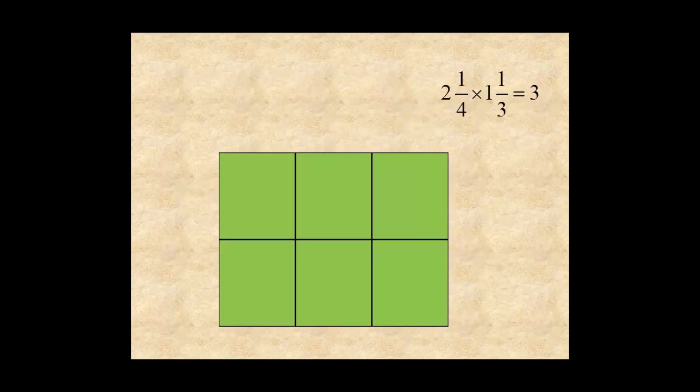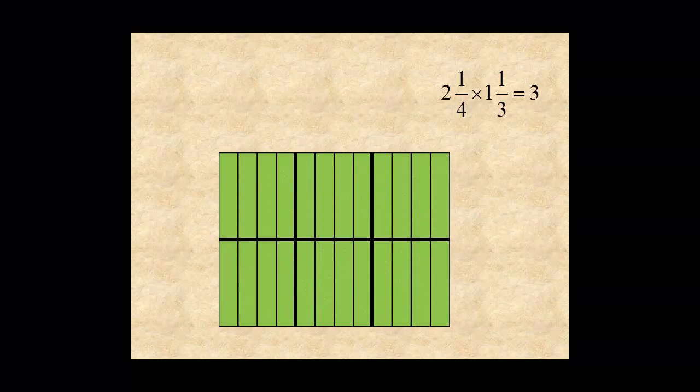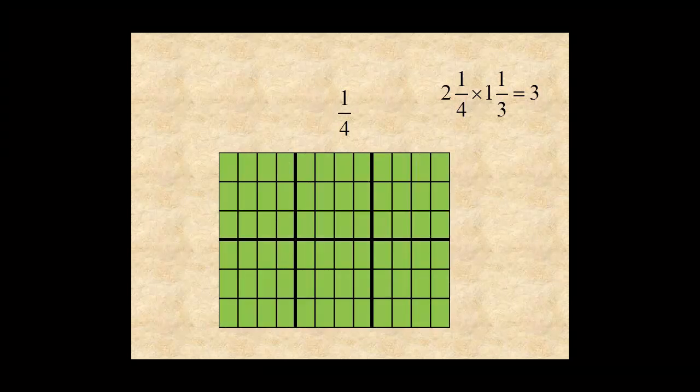Here's an area model that'll help explain this example. Here are 6 whole units. Each unit is divided into 4 equal columns, so each column represents 1/4. Then each unit is divided into 3 equal rows, so each row represents 1/3. Since each whole unit is now divided into 12 equal parts, each part represents 1/12.